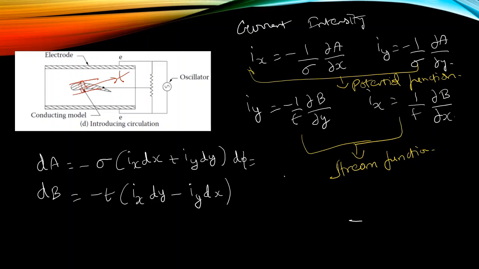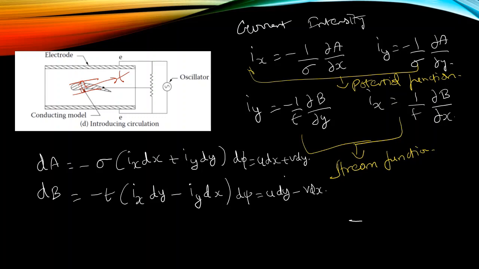So this resembles the equations. What is your d phi? d phi is u dx plus v dy. And what is d psi? d psi is u dy minus v dx, right? So these two sets of equations are analogous and said to be equal.